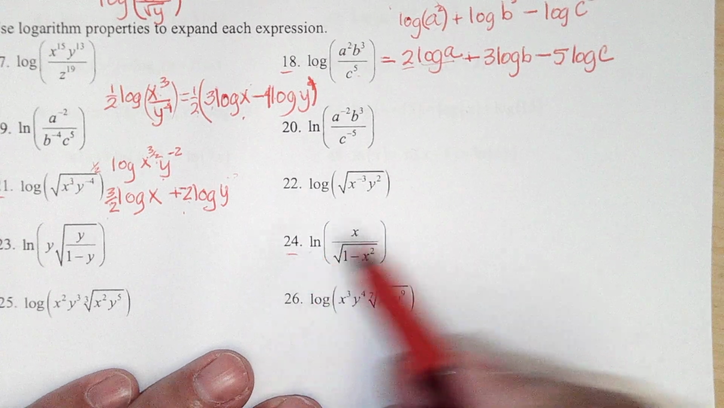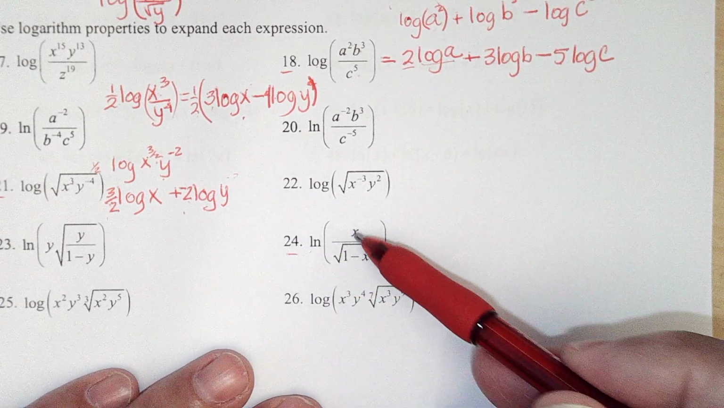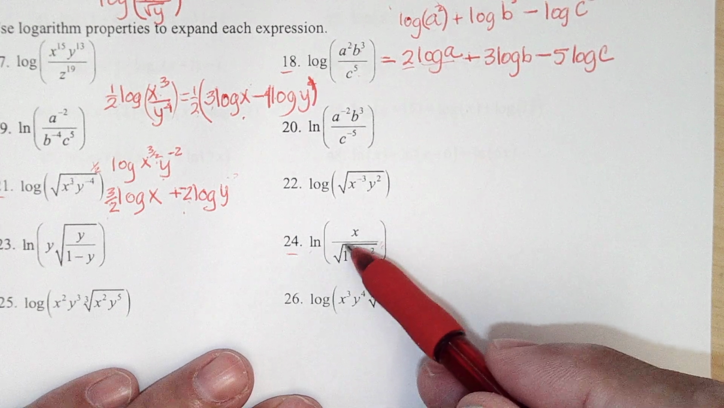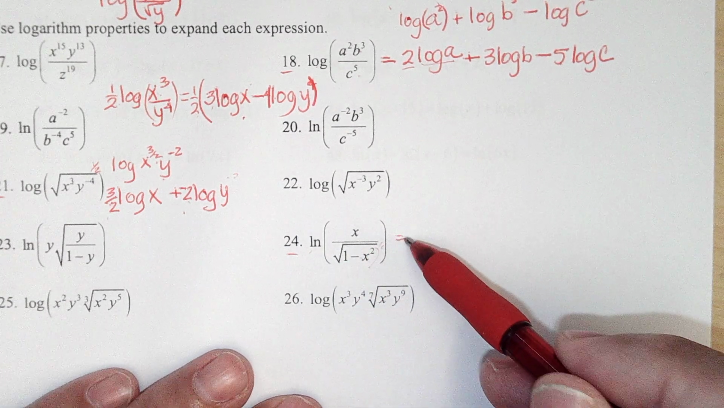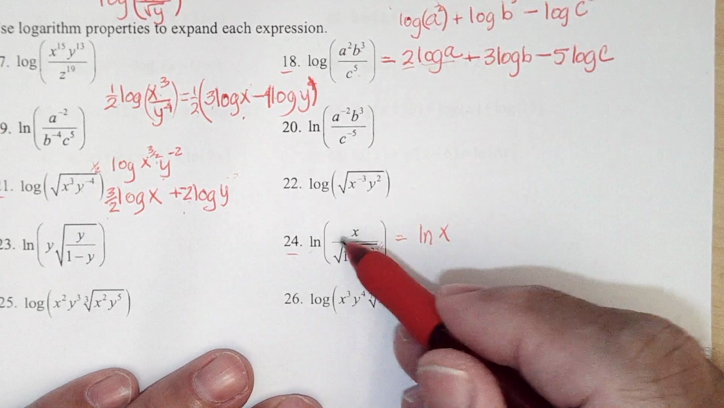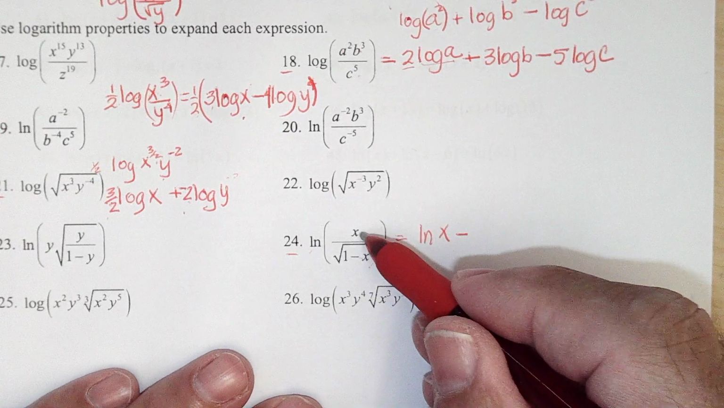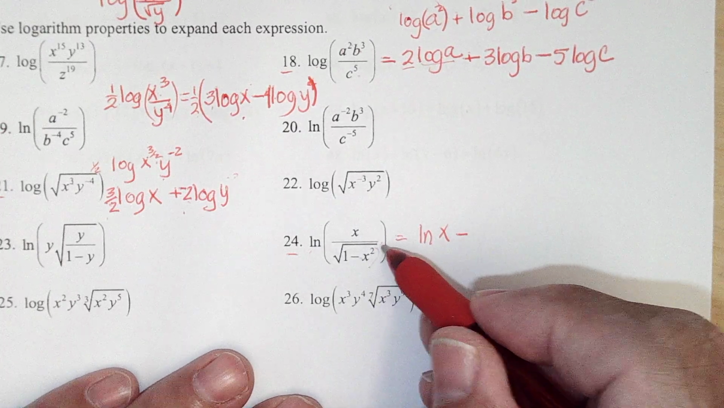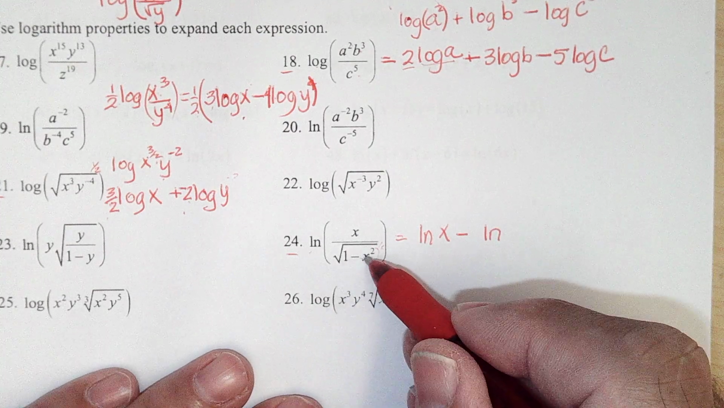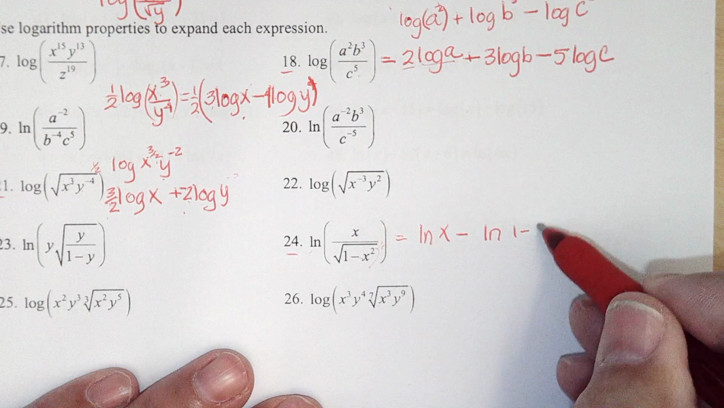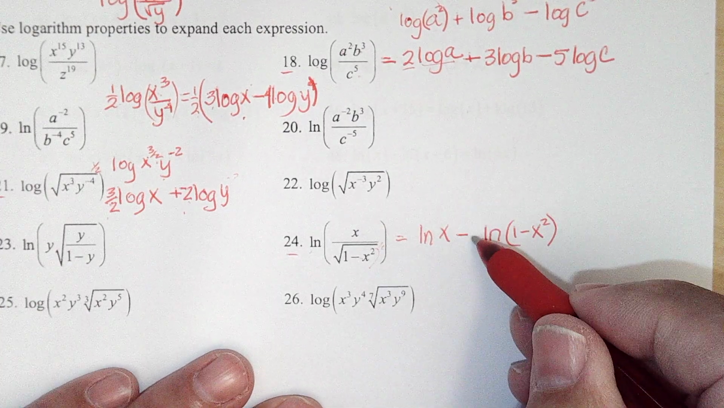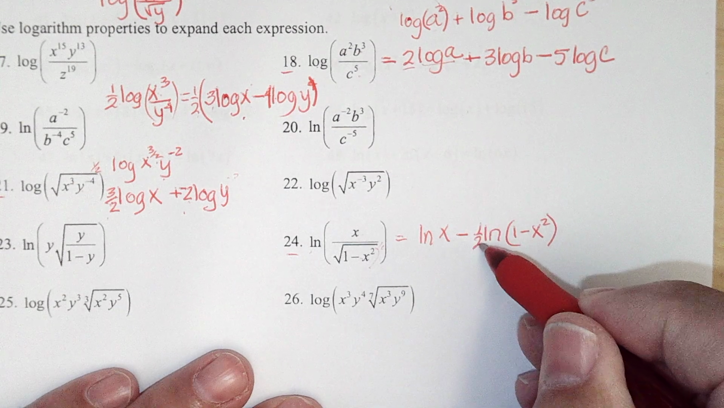So here we've got a natural log of two things divided, and the square root is like a 1/2 power on the denominator. So I have natural log of x minus, because it's divided, natural log of 1 minus x squared, all to the 1/2 power, but I'm going to pull the power down out in front.